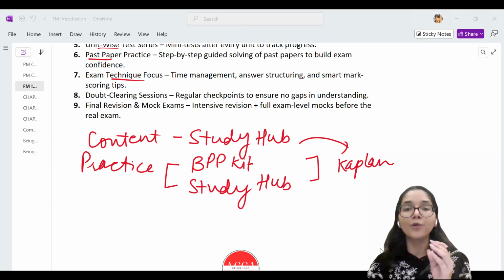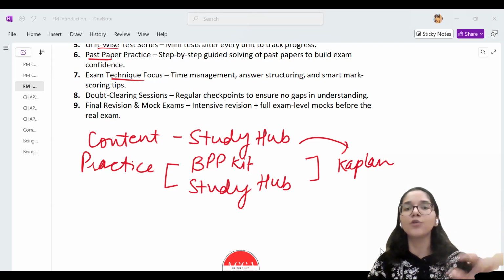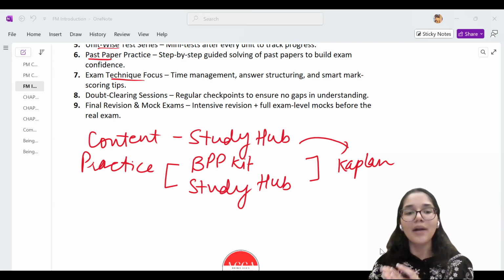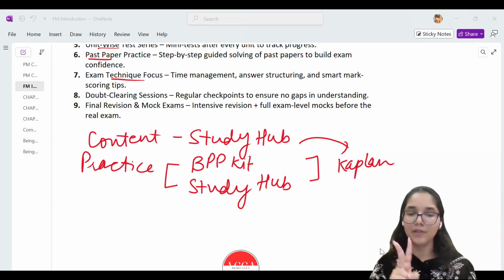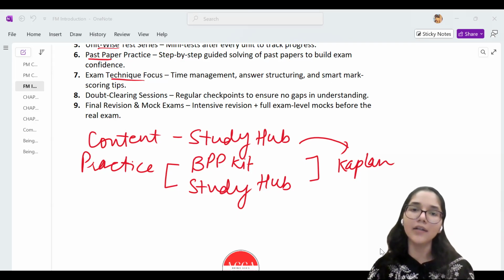So I do not want you to practice easy questions and think, wow, I know everything. I do not want you people to be overconfident. BPP kit is the kit which gives you the level of questions which actually come up in your final exam. So I want you to get the practice of real exam-like questions which are there in the BPP kit as well as the study hub. So these are the two primary resources that we will be sticking with in terms of practice. If you get the time, then definitely you can go to the Kaplan kit also.